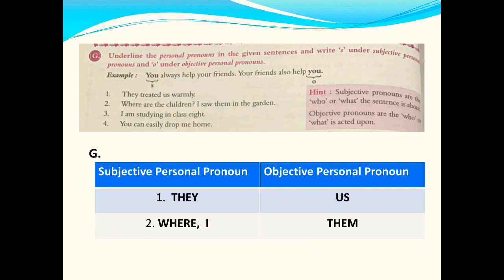So underline in the first sentence the words they and us, and in the second sentence where, I, and the word them. Hope you understand. Okay, 3 and 4 will be your homework.